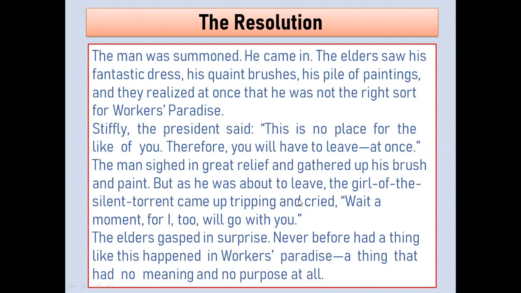But as he was about to leave, the girl of the silent torrent came up tripping and cried, "Wait a moment, for I too will go with you." The elders gasped in surprise. Never before had a thing like this happened in workers' paradise, a thing that had no meaning and no purpose at all.